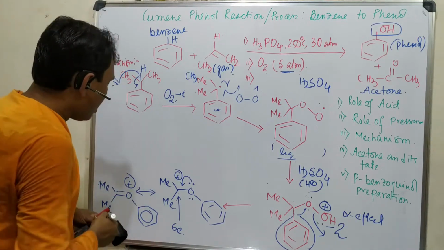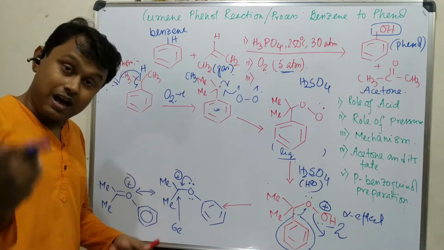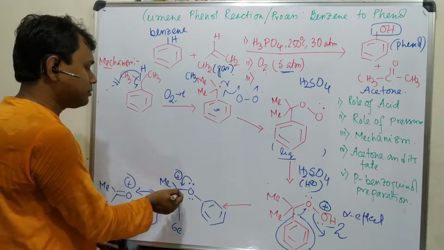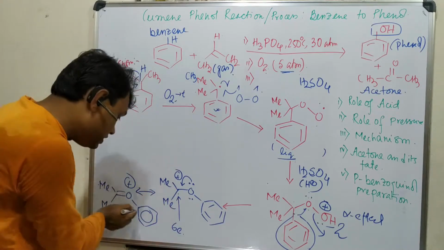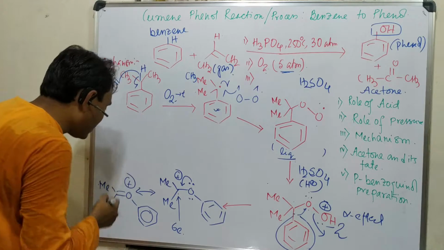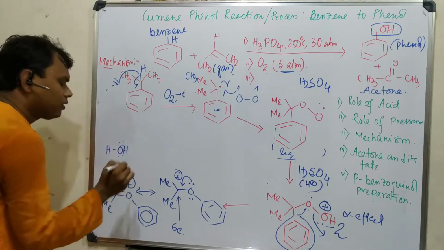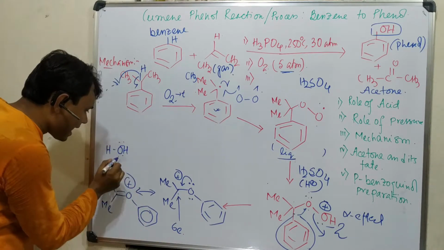Now you can see positive charge on oxygen, how is it stable? It is relatively stable. I say the word relatively stable compared to this deficiency. It is also electron deficient, but relatively stable. Okay. So what happens after that? Water molecule. We will write HOH. Okay. Water has a lone pair and it will attack.